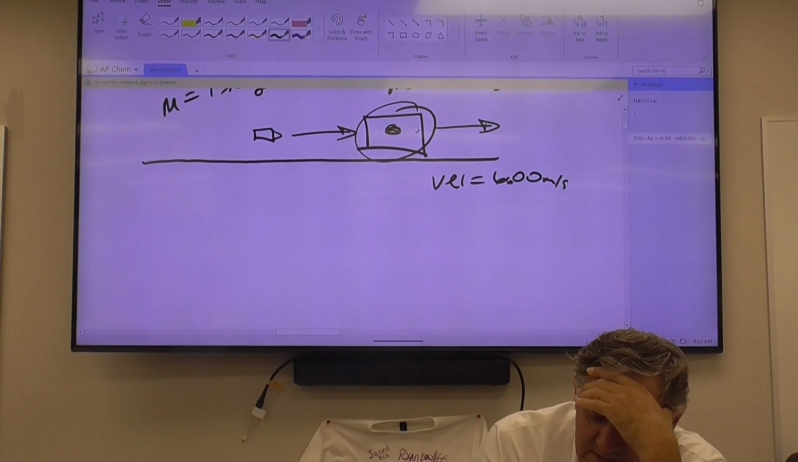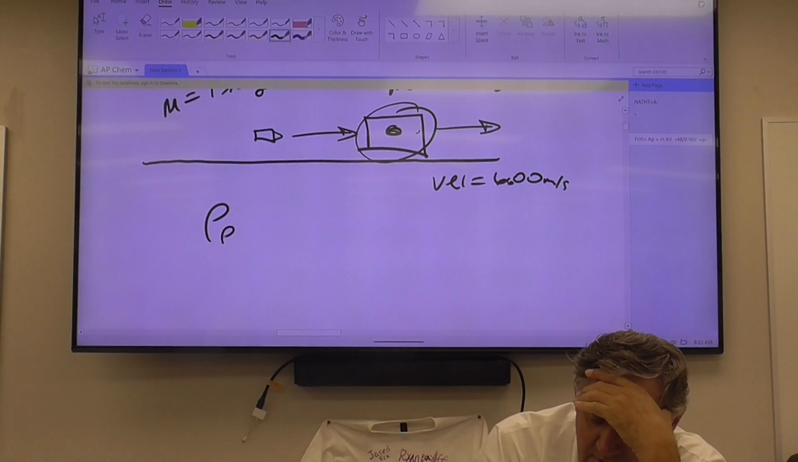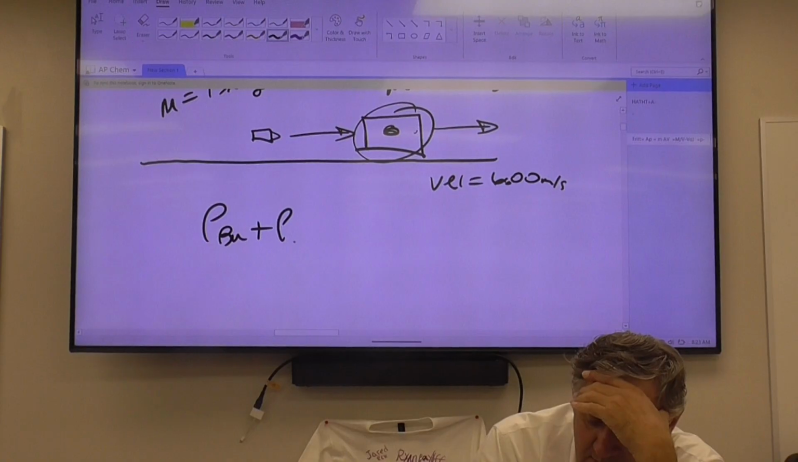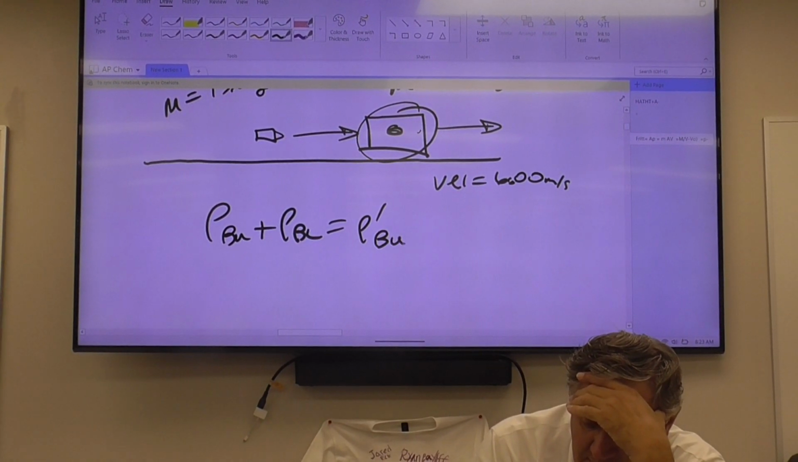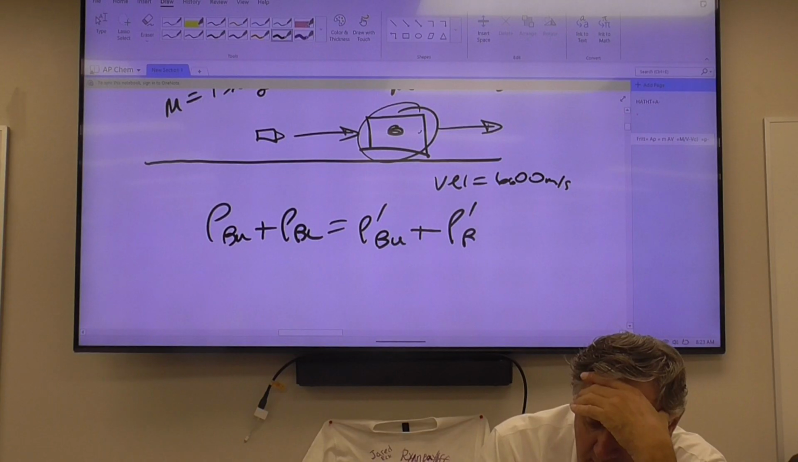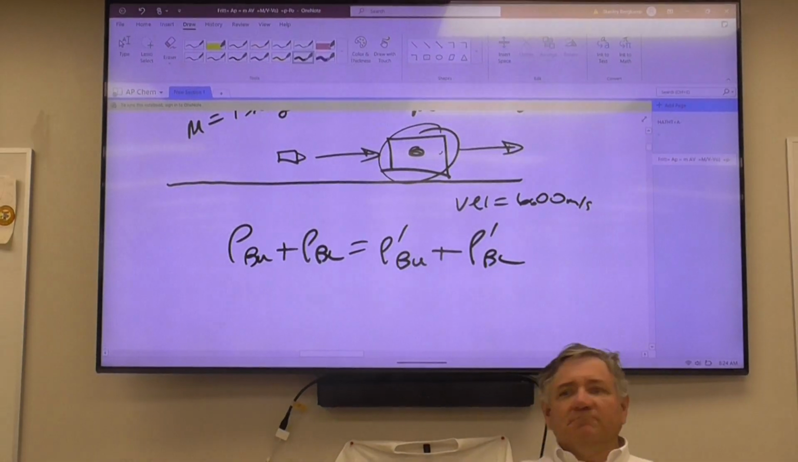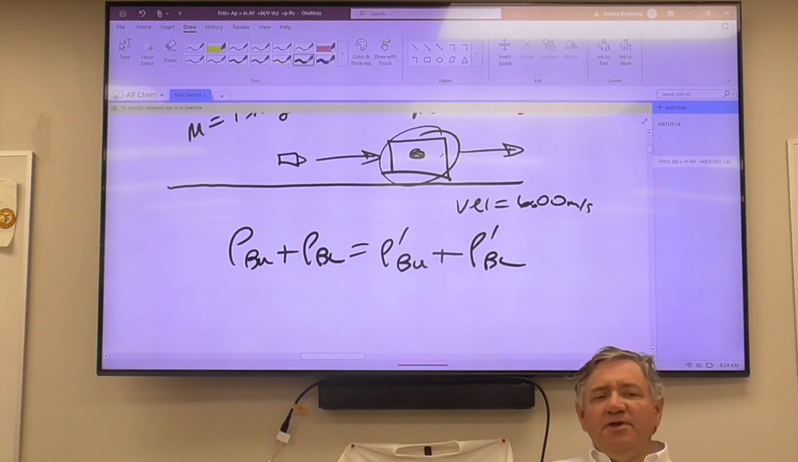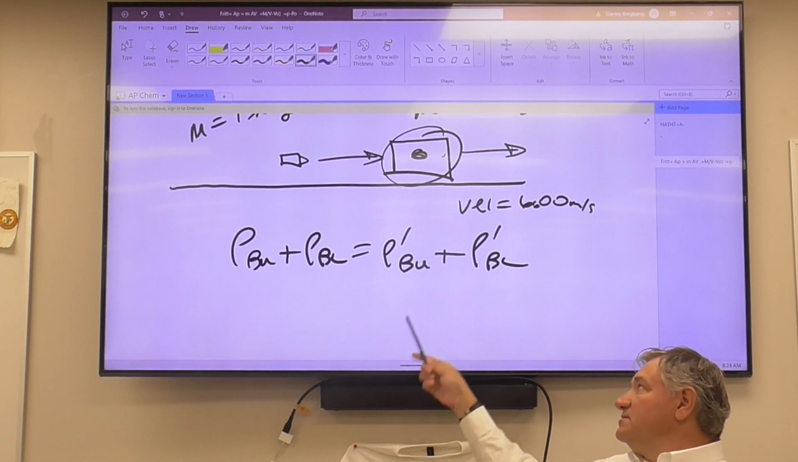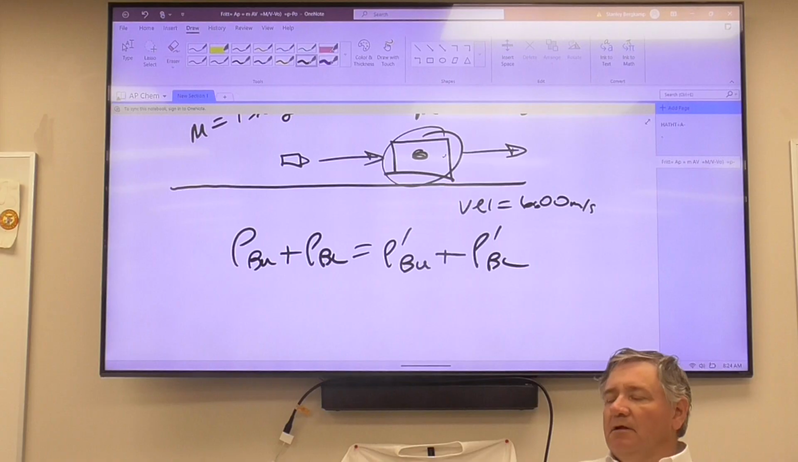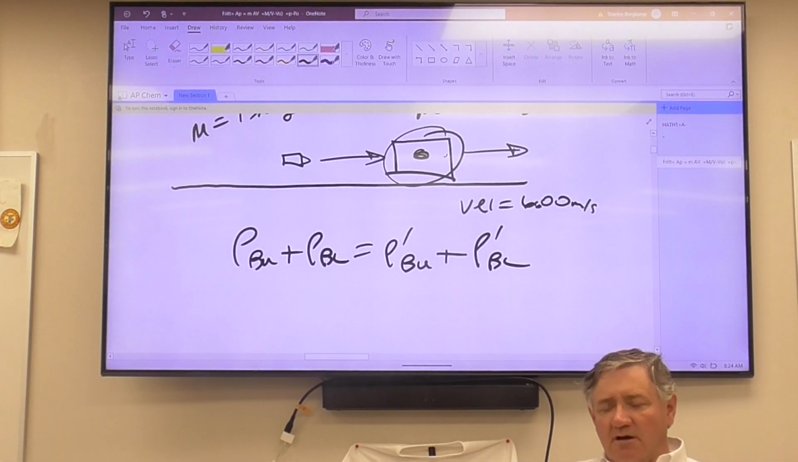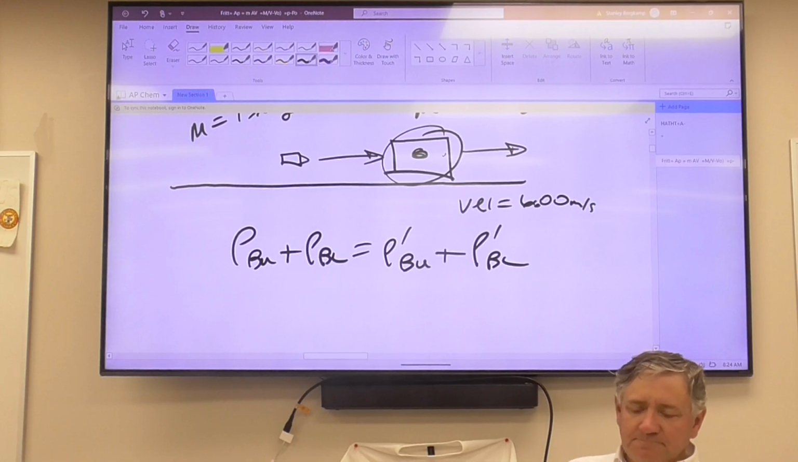So in this situation, we're going to have the momentum of the bullet plus the momentum of the block equal the new momentum of the bullet plus the new momentum of the block. It all starts the same way. If there were three things, if there was a dart involved, I'd have the momentum of the dart. Doesn't make any difference. They all start the same way.